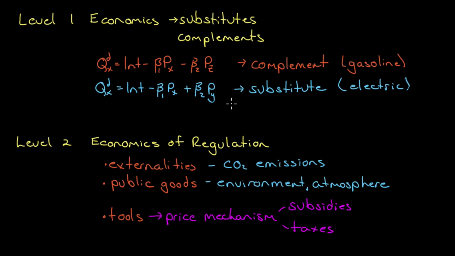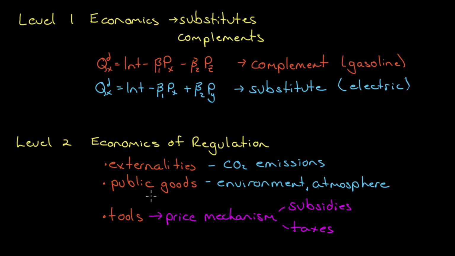Now we're going to apply it and see how these regulations affected either the price of the complement or the price of the substitute, and what that means for the quantity demanded of internal combustion engines. From level 2, we're going to talk about the economics of regulation, because we had a regulation introduced and now we're having a regulation taken away. We're going to look at it in terms of externalities, and the externalities are CO2 emissions and the role that regulation plays in something like an externality.